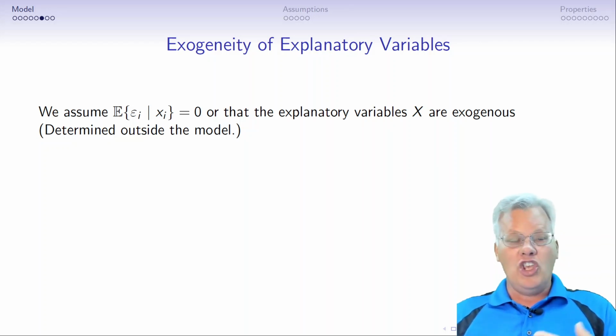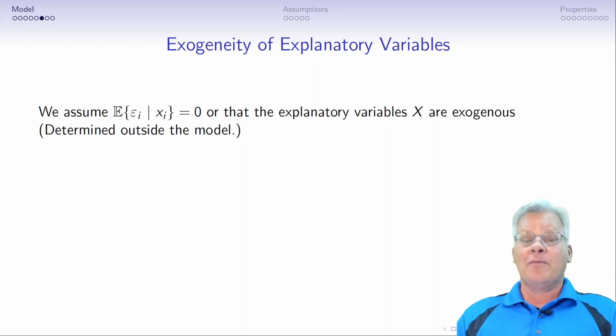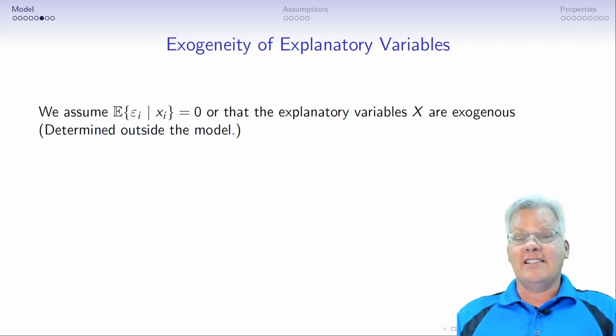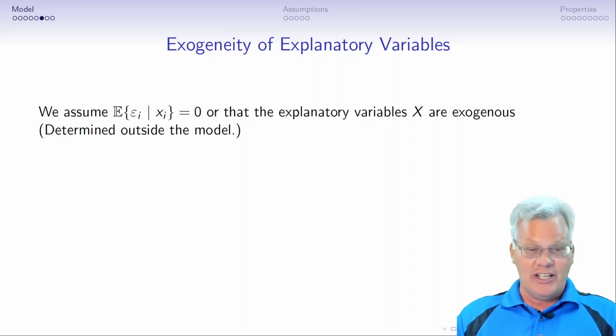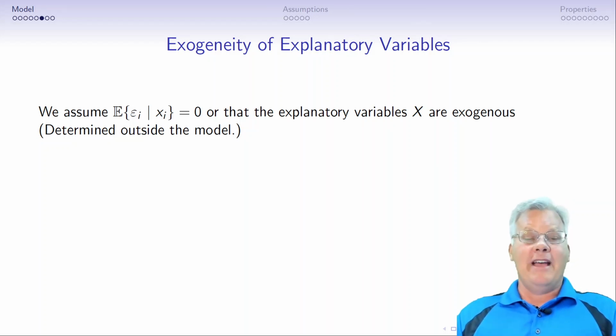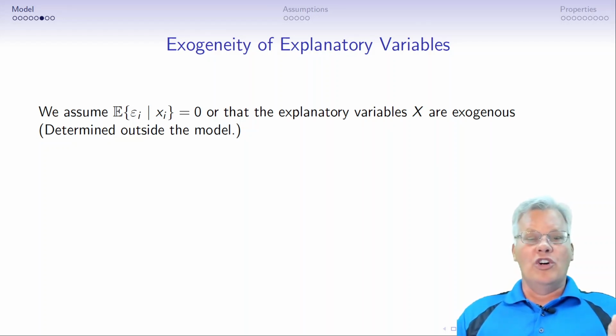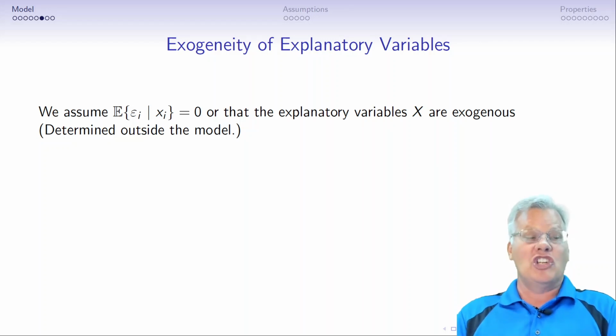Or if we wanted to use different words to explain this, Verbeek is assuming that the explanatory variables X are exogenous with respect to epsilon. Okay. So, in other words, the X's are determined outside the model. We have a model that determines epsilon. The X's are fixed with respect to that model. They're determined by another process. And as we consider the determination of epsilon, we assume the X's are fixed.